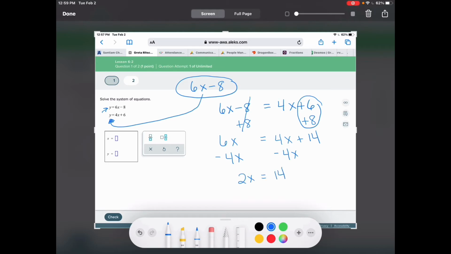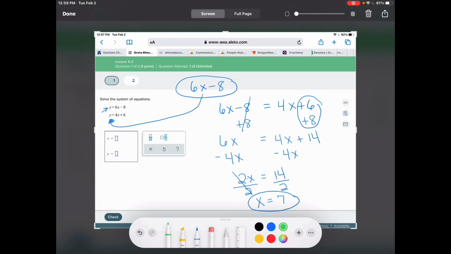And now I want to get x by itself. So since this is multiplication, I will divide by 2. That will cause that to cancel. And I will have x equals 14 divided by 2, which is 7. All right, this is half of the information that I need. I know that x is 7, but I also need to figure out what y is.